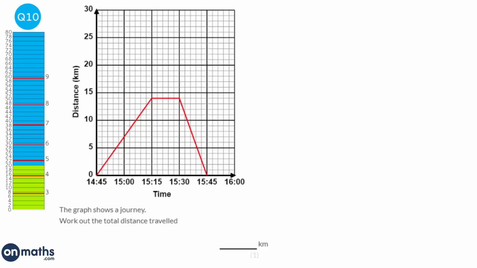So the distance initially travelled is going to be 14 kilometres for this stint here. And then we have a bit of a rest. A horizontal line on a distance-time graph is essentially stopped. But then here we start up again to go home. And so that's another 14 kilometres travelled. So in total there has been 28 kilometres travelled.